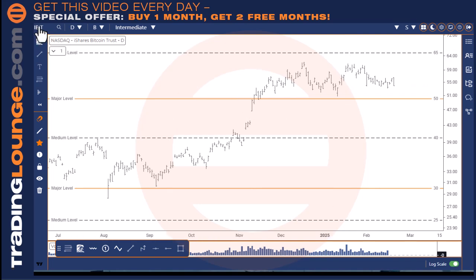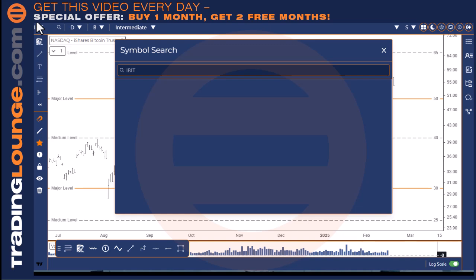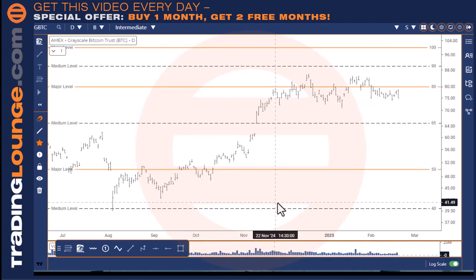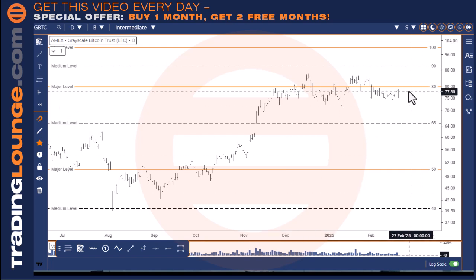And have a look at Grayscale. I can't remember what that is now. GBTC, was it? Yeah, I haven't really looked at it for that long. It's the same thing. So it's the same pattern sort of playing out there, and you could view that in different ways. So we've got increased volume on this last bar here as well.